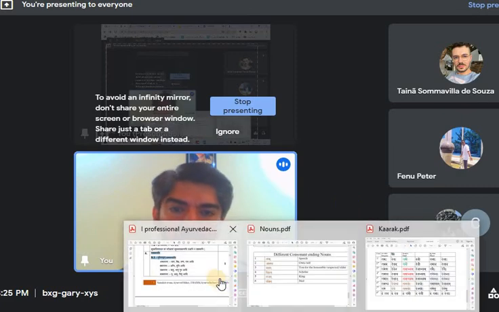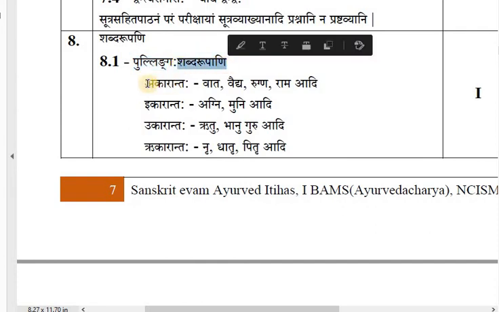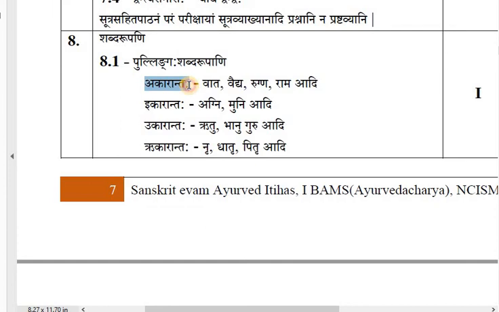Now students, in this syllabus you read what is written here. Shabda means word, and Rupani means forms. You saw today Ramaha, Ramo, Ramaha, they are called Rupani, forms. So Shabdarupani means noun forms. Here you read this word. What is written? Pullingaha means masculine. Shabdarupani, noun forms.